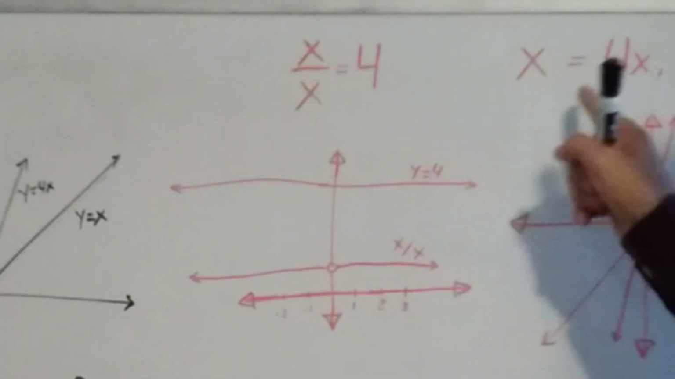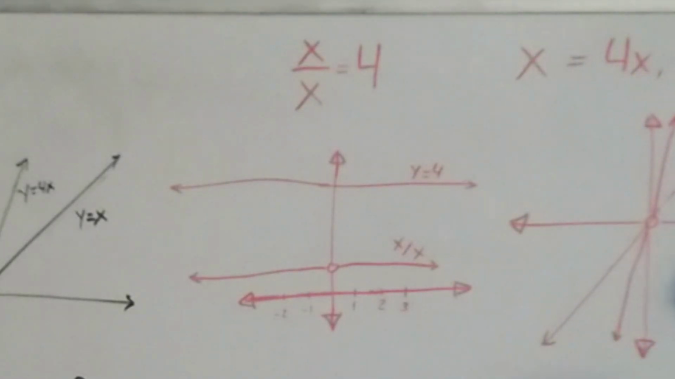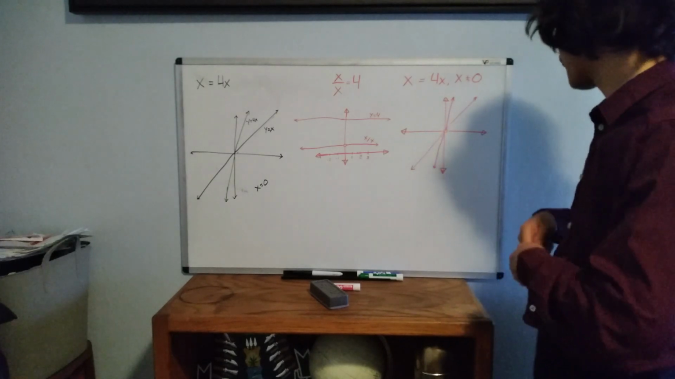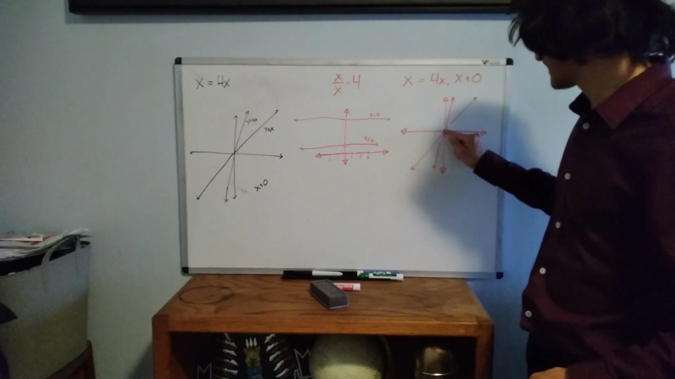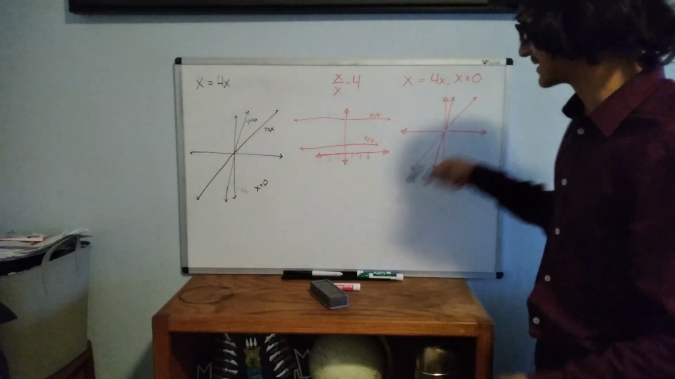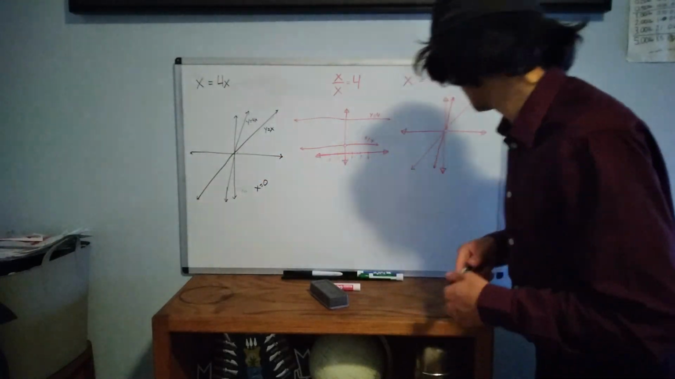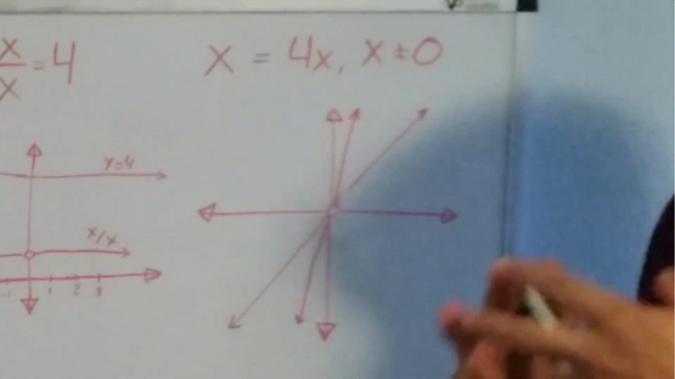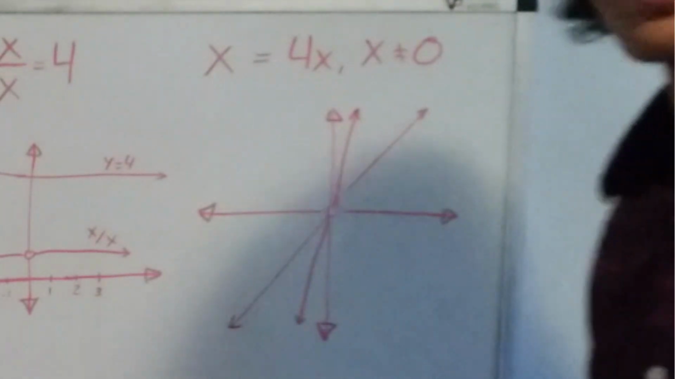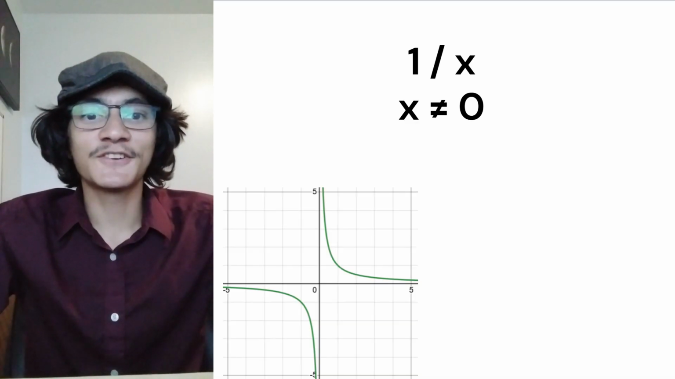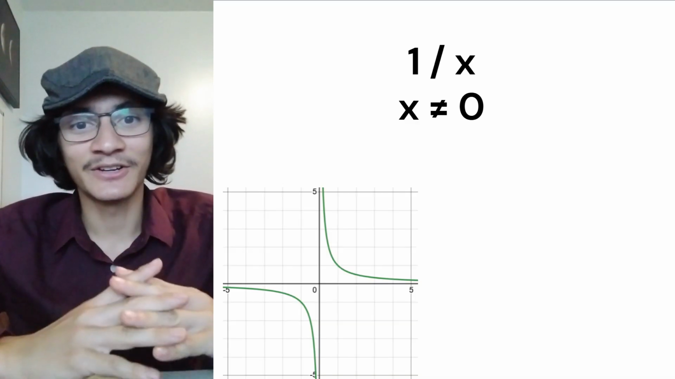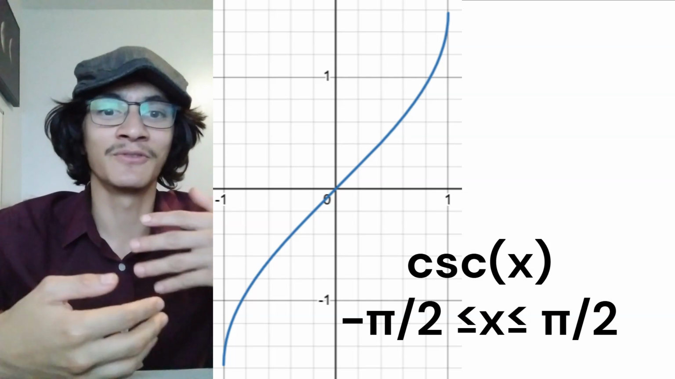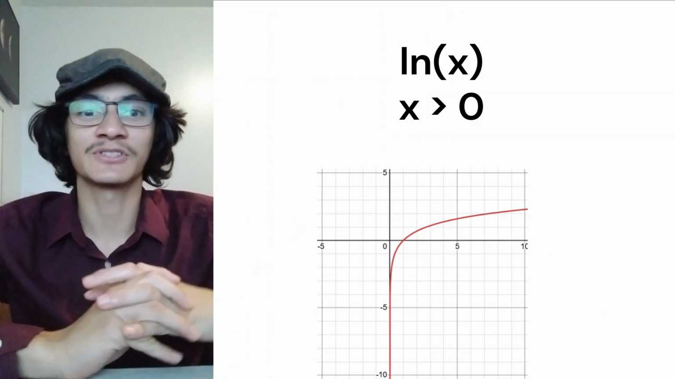And then let's go to our modified second equation, x equals 4x, and x cannot be 0. We see that it looks exactly the same as the first equation, except where they should intersect, there's a hole there, because it's outside the domain. Many operations have domain errors, and it's helpful to think of the graph to visualize where those domain errors lie.